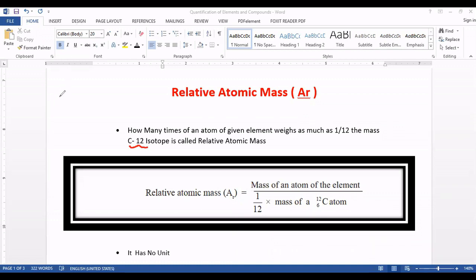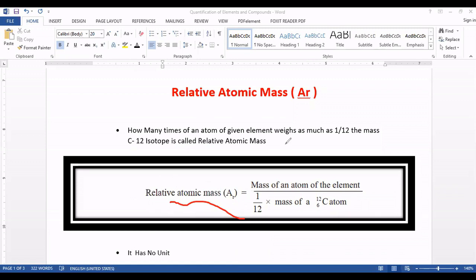That's why they have put it. If any element in this definition does not have isotopes, they don't need to put it. But for carbon, isotopes are there. That's why they put carbon-12 in the definition of relative atomic mass. Now, if you just read this definition, you can't understand it clearly. Let's talk about that. Look at the definition.